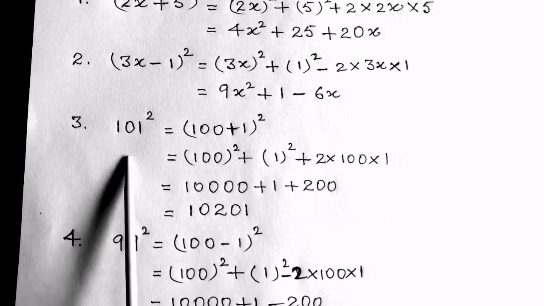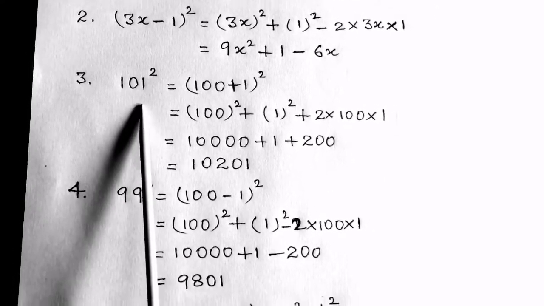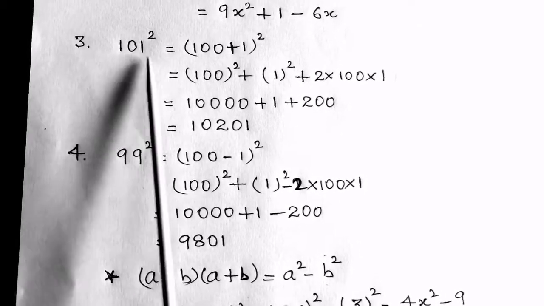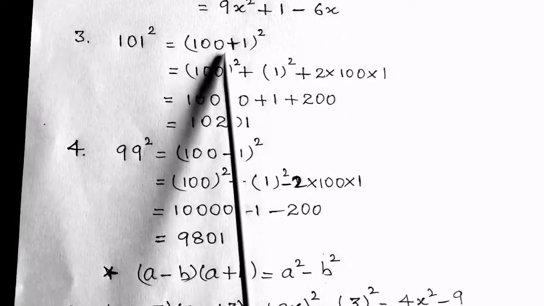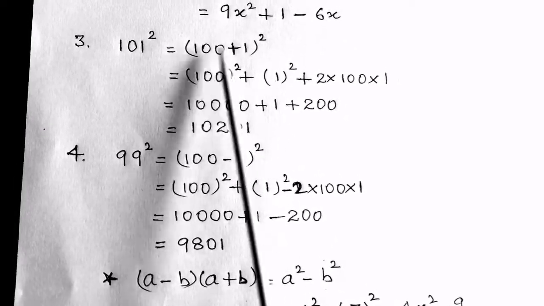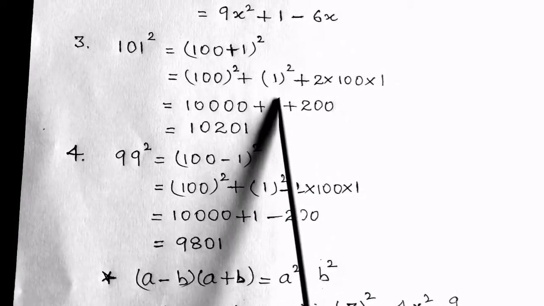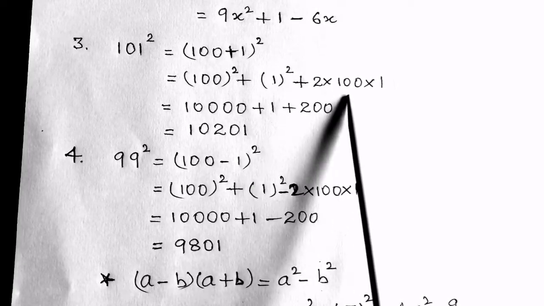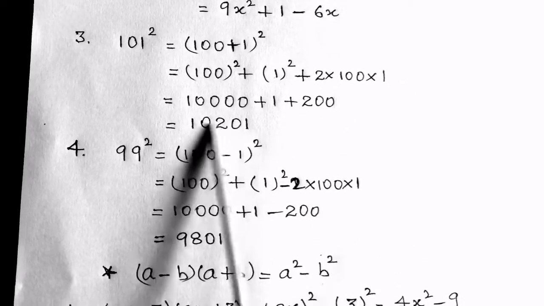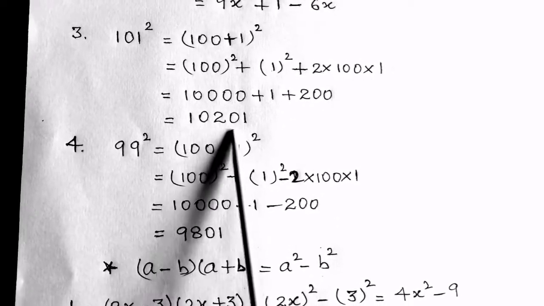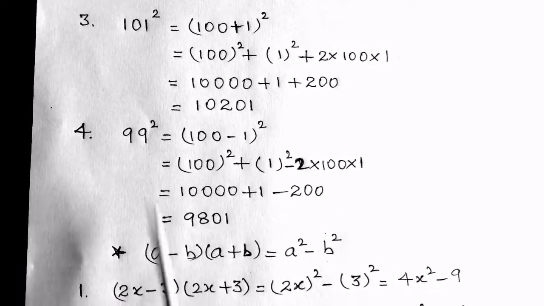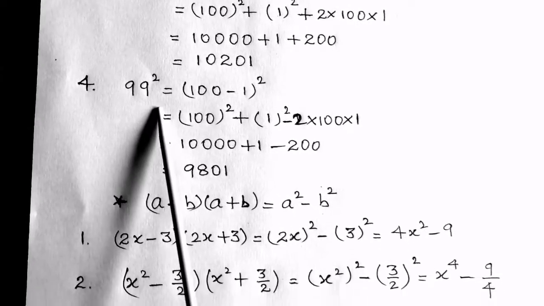Similarly, if we have to evaluate square of 101, right? So we can write 101 as 100 + 1, so whole square. Now use the formula (a + b) whole square. So square of first plus square of second plus 2 multiplied by first multiplied by second. So on simplification, right? Simplify these. So you're getting 10,201.